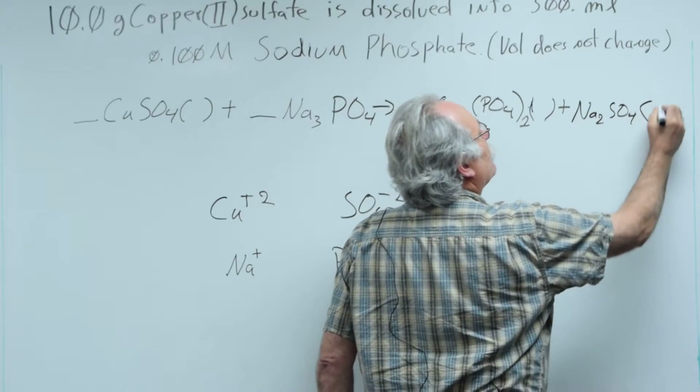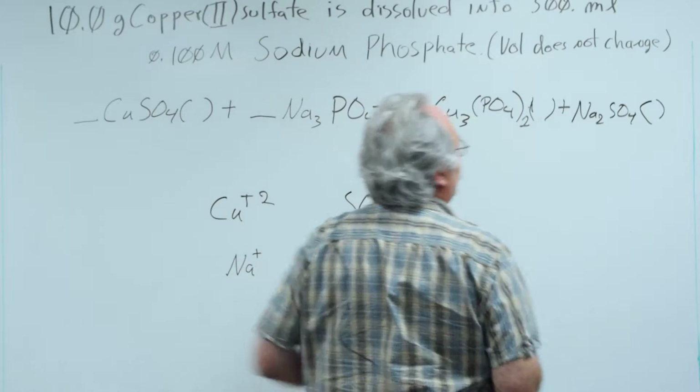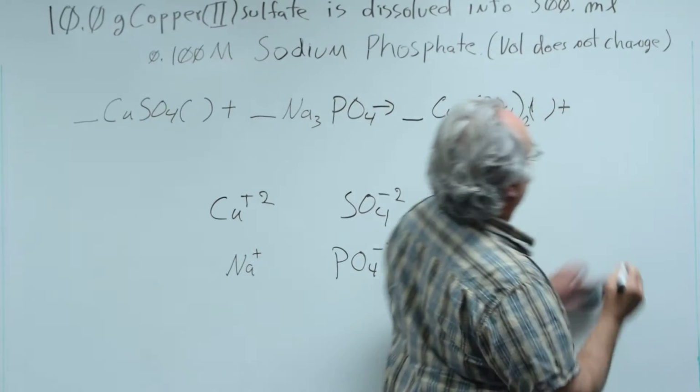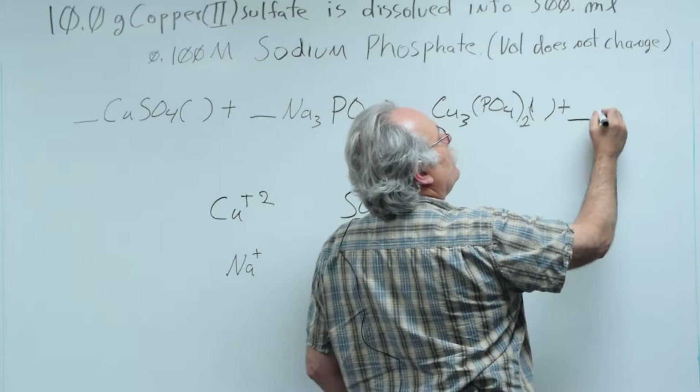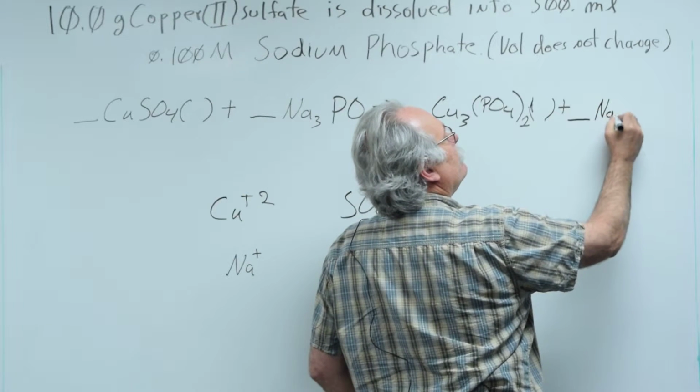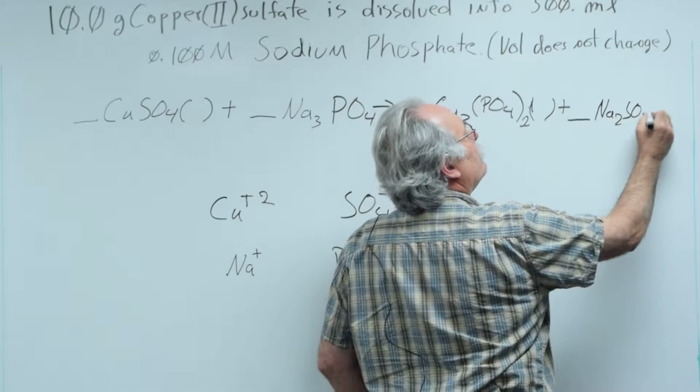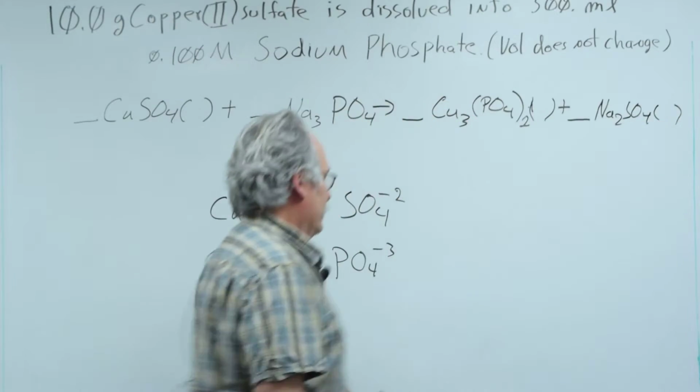Na2SO4, and we put a parenthesis there, but I should have put a line in front. That's why I tell you to put a line in front, so that you remember to have room for the stoichiometric coefficient. And hopefully we don't run off the board.